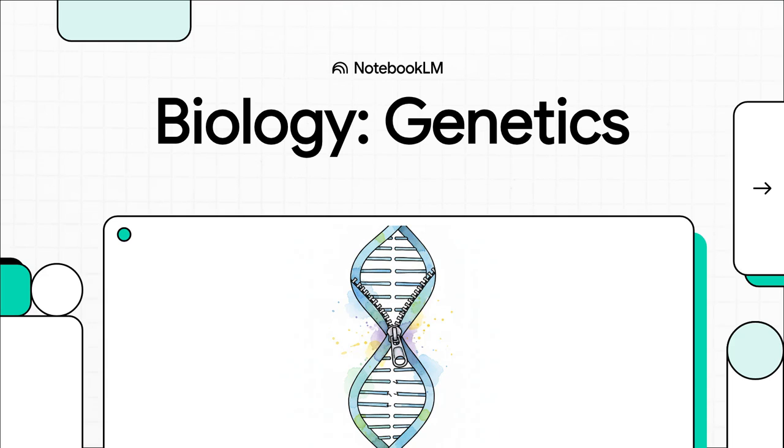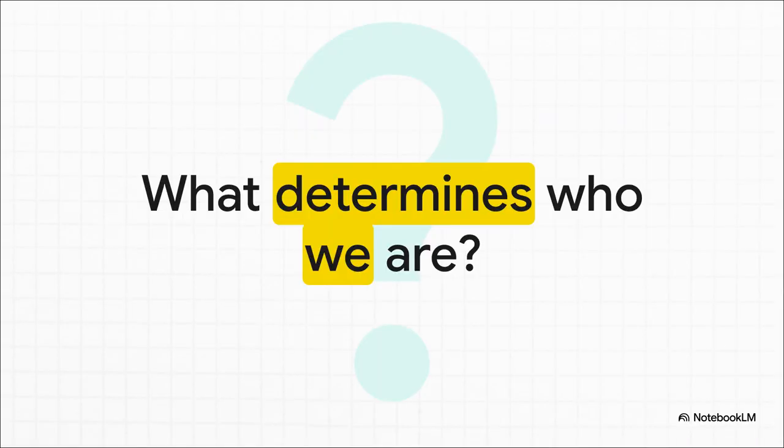All right, welcome to our breakdown of a super important part of IB biology, Unit 3, Genetics. In the next few minutes, we're going to explore the genetic code that defines every living thing, including what makes you, well, you. Let's jump right in. It's a pretty fundamental question, isn't it?